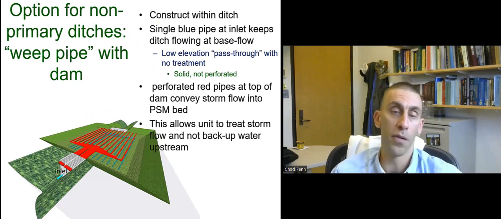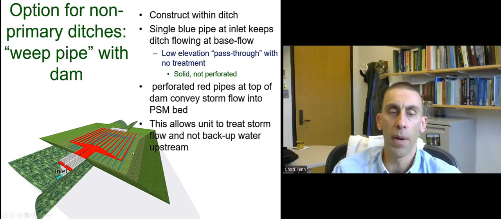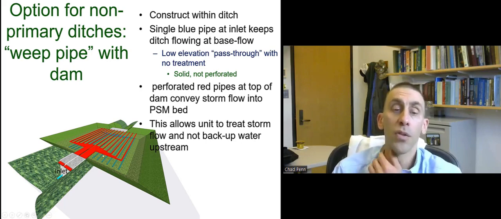Obviously, the ditches are there for a reason. They need to drain. But then during storm flow, you see with your dam placed here, water rises, enters into the distribution pipe into the bed of media, and it drains through, is filtered by the media just like any permeable structure.